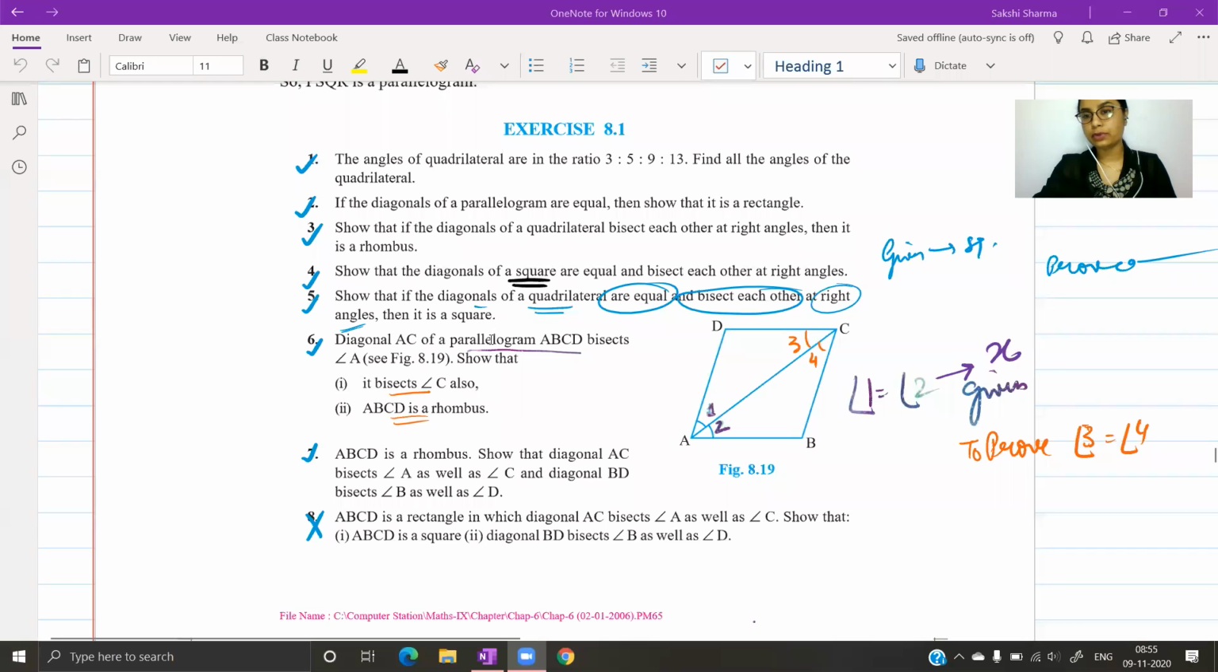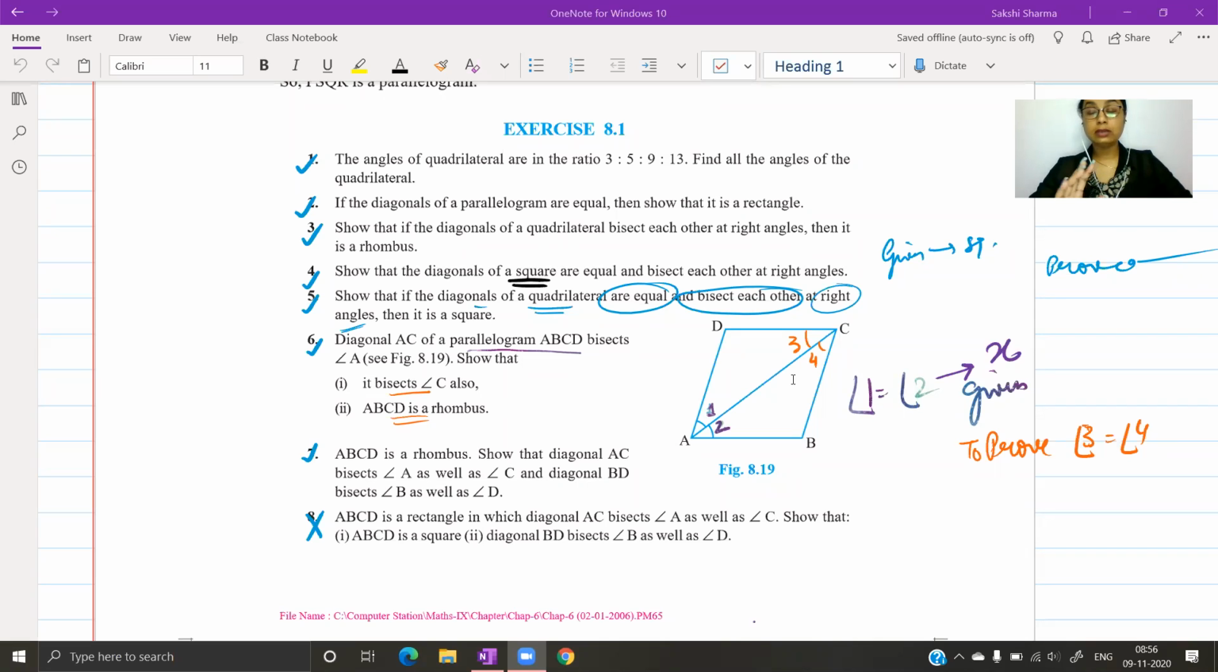We have done the first 5 questions. We were discussing the sixth question. You are given a parallelogram ABCD in which the diagonal is bisecting one of the angles, and you have to prove that the diagonal bisects the angle at the other end point as well. So diagonal AC bisects angle A. You have to prove it bisects angle C.